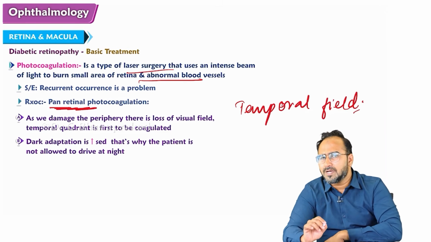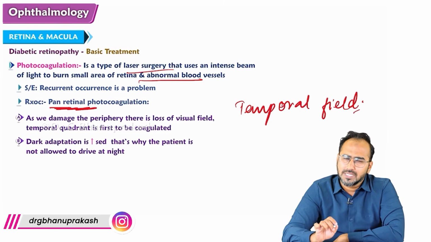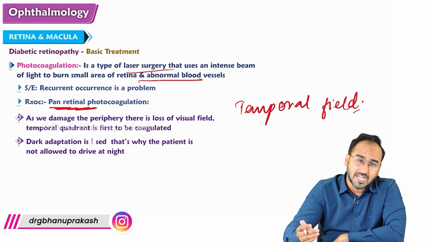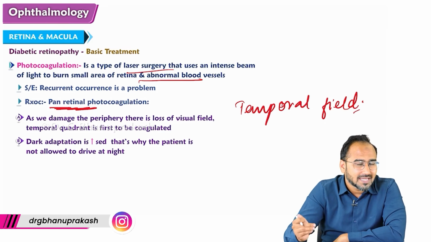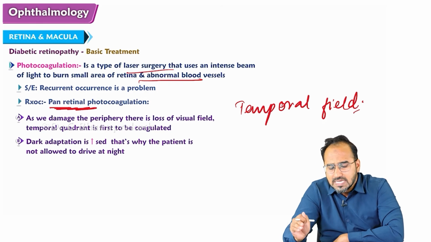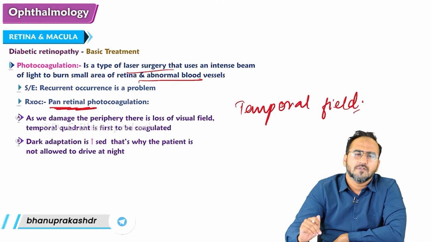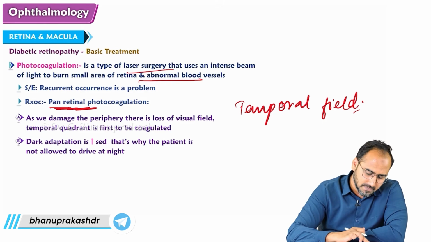So remember, guys, the treatment of choice for diabetic retinopathy is what, guys? Photocoagulation. Why? Because proliferative diabetic retinopathy is characterized by neovascularization. And whenever there is the term neovascularization, the immediate answer should be photocoagulation. What photocoagulation? Pan-retinal photocoagulation.